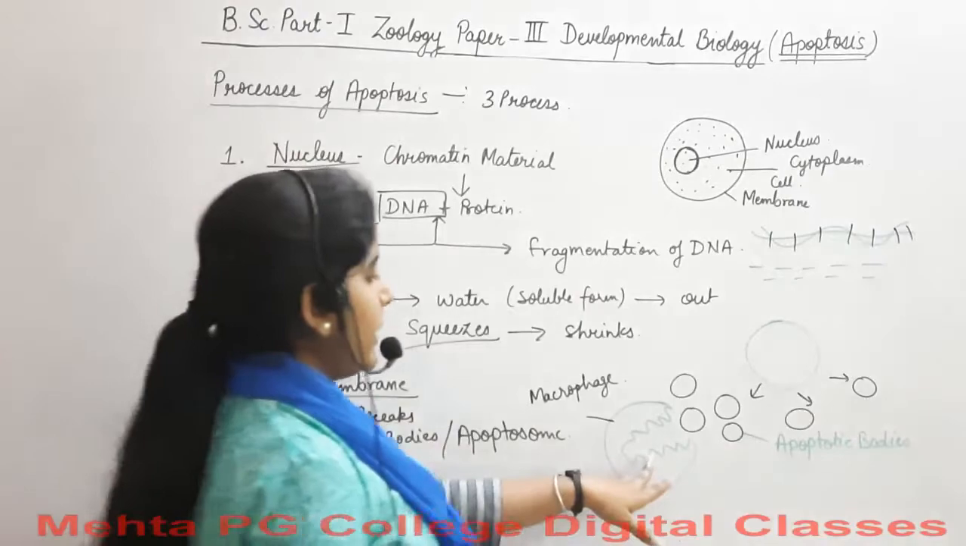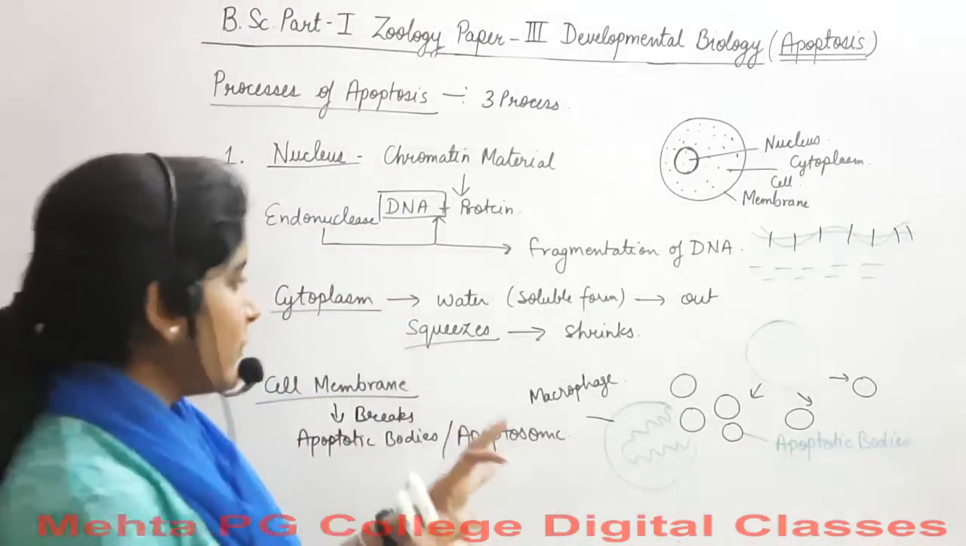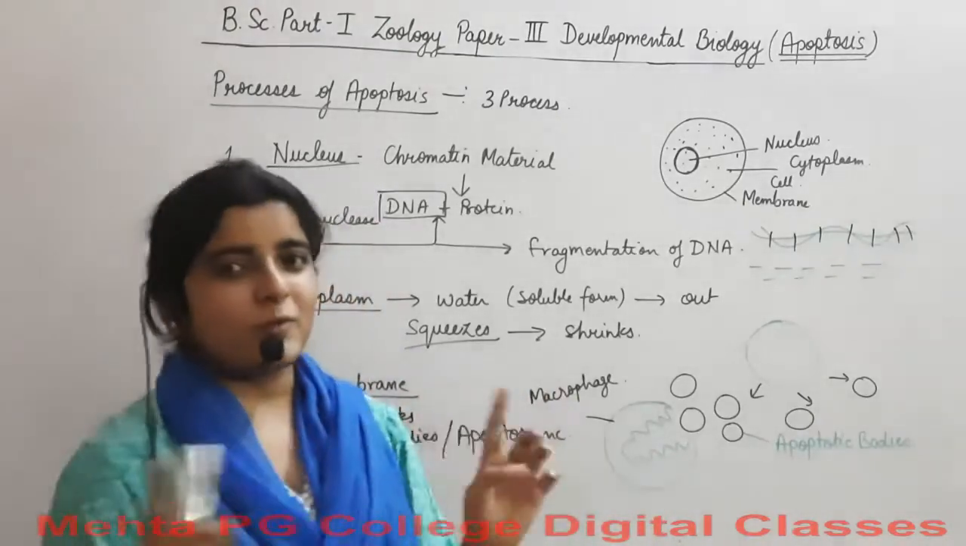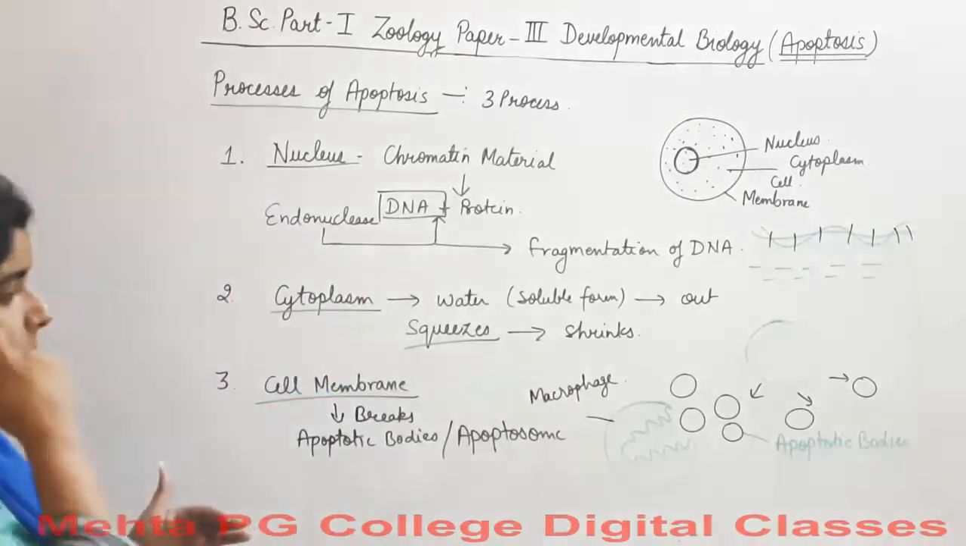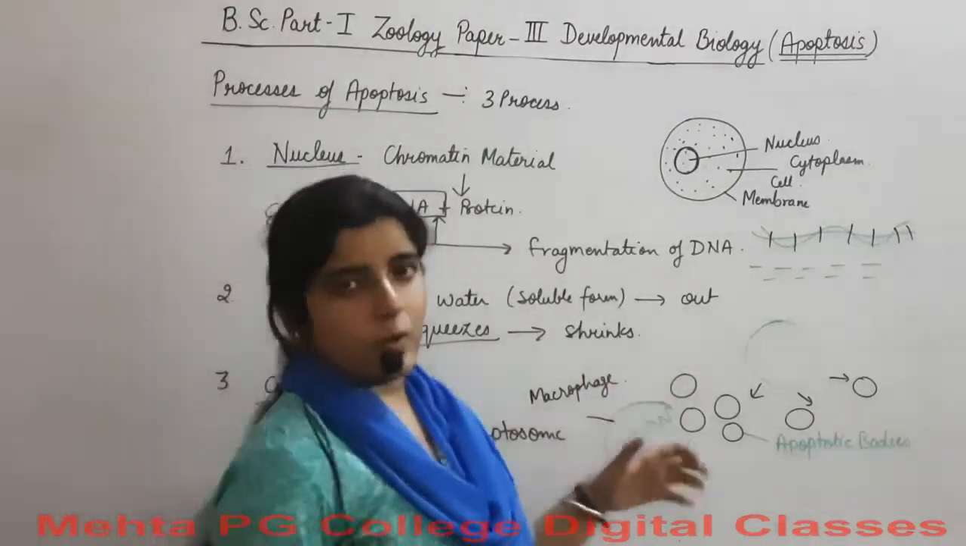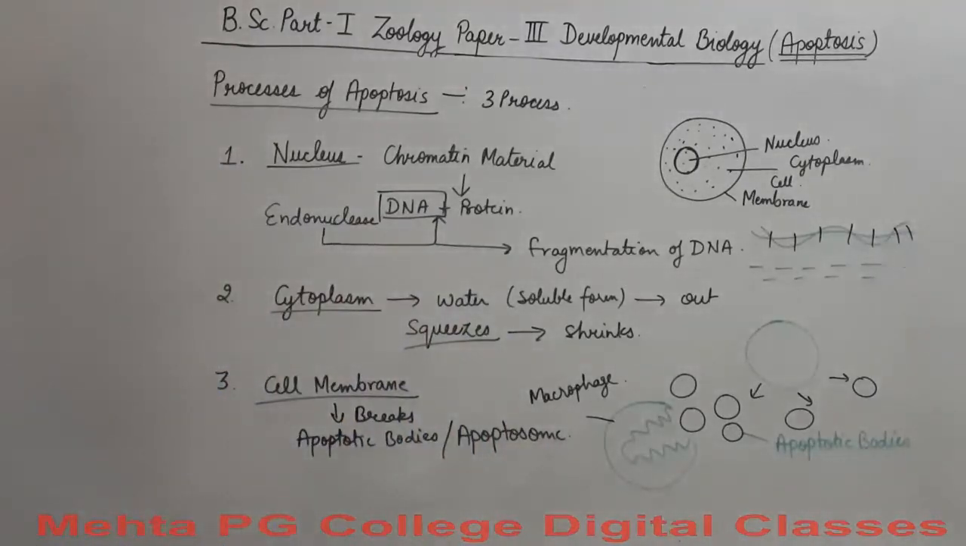Why have we made a teeth-like structure? Because it is just engulfing it, so we made it like this. The macrophage structure is not actually like this. I have just made it to remember that it is eating all these apoptotic bodies, right? So these are the three processes of apoptosis.